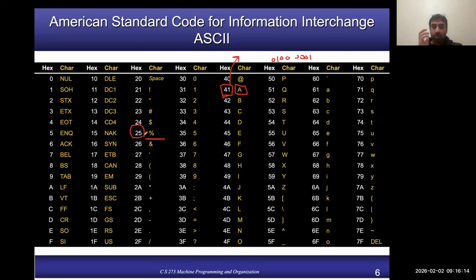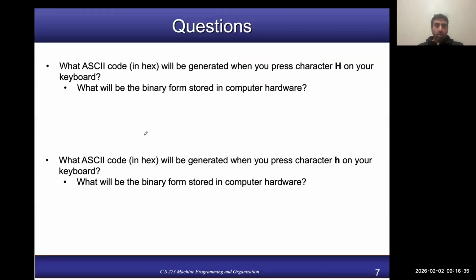Is everyone clear on that? So this is how we represent different characters by coding them into binary form or hexadecimal representation, and storing that representation or code in the computer hardware. Any questions? Okay, if no question, then let's try to do this example.